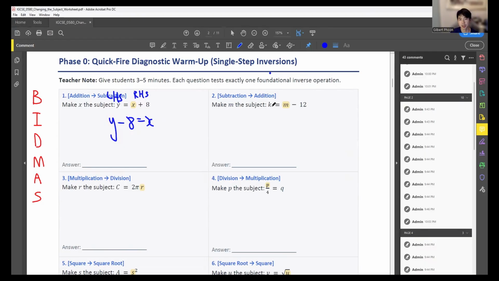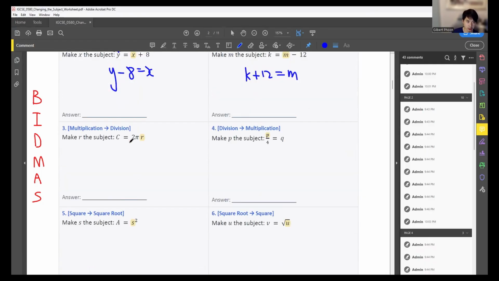Then the next one here, make m the subject. Over here now, I would have to minus 12 on the right-hand side, throw to the left. It will become k plus 12 equals m. Third question, make r the subject. Once again, 2 pi r. This is actually written as 2 times pi times r. So if I want to bring everything else over to the left-hand side, I just have to divide it. C divided by 2 pi equals r.